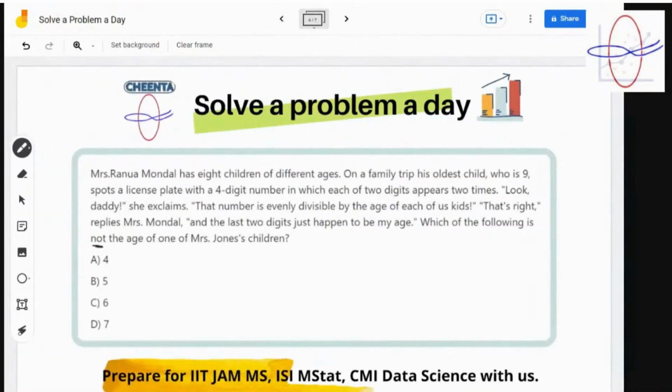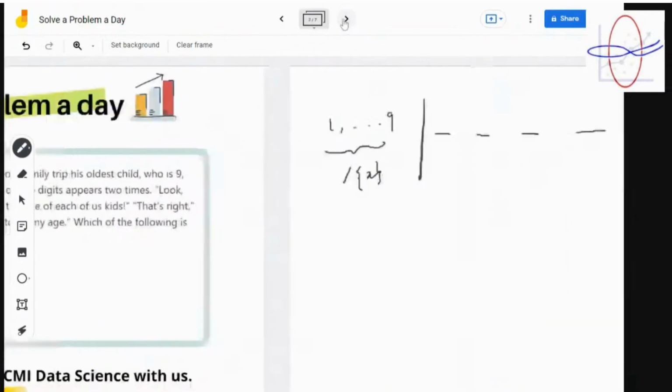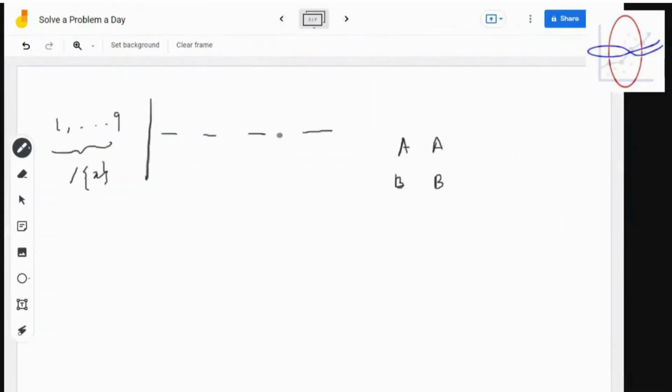Also, the last two digits happen to be the age of Mrs. Mondal. There are some typo issues in the problem, so it should be Mrs. Mondal's children. Understand that the last digits cannot be 00. Also the last two digits will be greater than or equal to 9 because the child's age is 9. So these are the basic criteria.